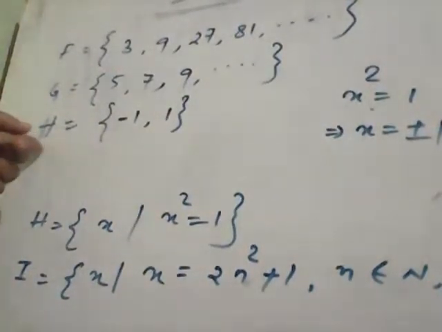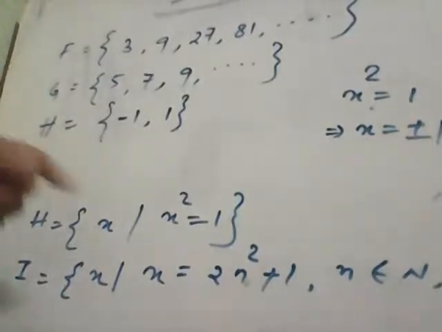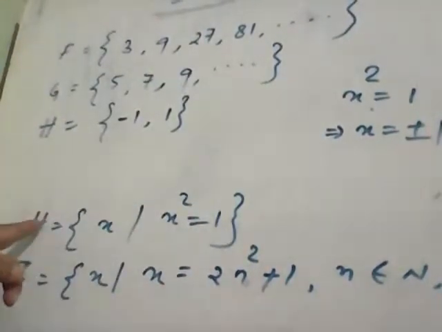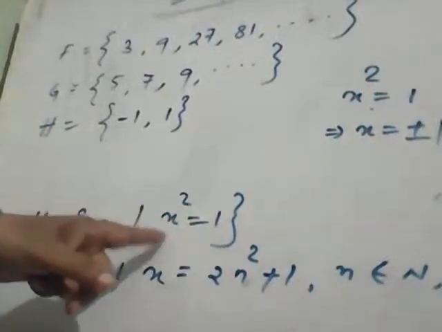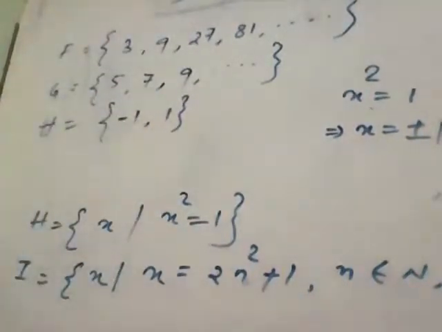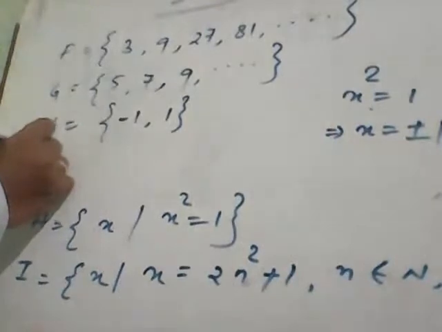H is the set of x such that x square equals 1. So the answer is minus 1 and 1. Then I.